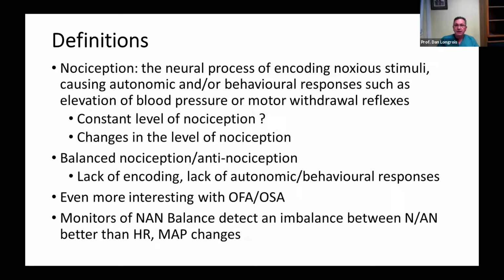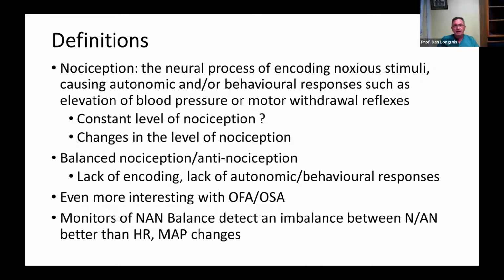So the conceptual framework, basically one needs to define nociception as a neural process that encodes the noxious stimuli and triggers autonomic or behavioral responses, such as elevation of blood pressure, motor withdrawal reflexes. And the question to which we do not have a definite answer is whether the body encodes differently a constant level of nociception or changes in the level of nociception. And you'll see whether this is important or not.